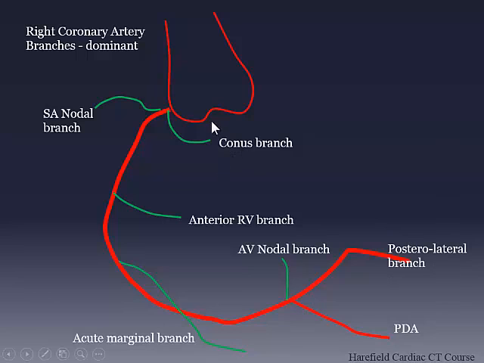Okay, so the branches that we comment on the right are the PDA and the posterolateral branch. The way we divide up the right when we're reporting is to think about the C shape, okay? So you've got the bit before it goes down towards the base of the heart, which is the proximal. Then you've got all of that to the mid, and then all of that is the distal, okay? So we divide it up in 3 bits based on the C shape: proximal, mid, distal, okay?